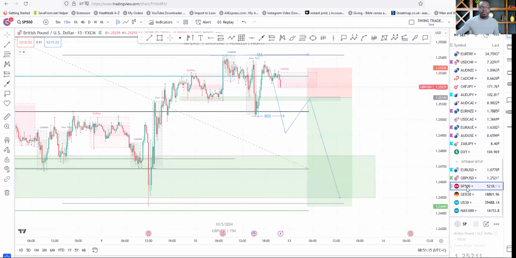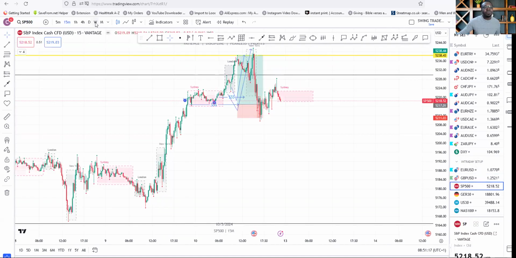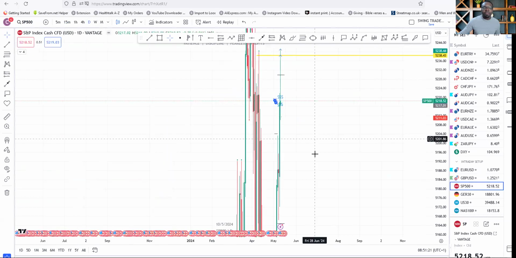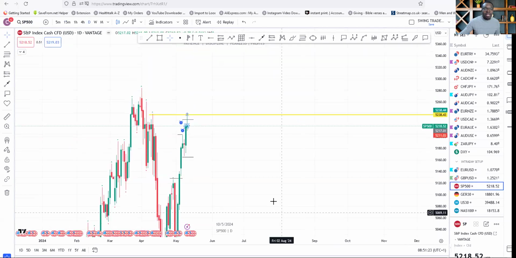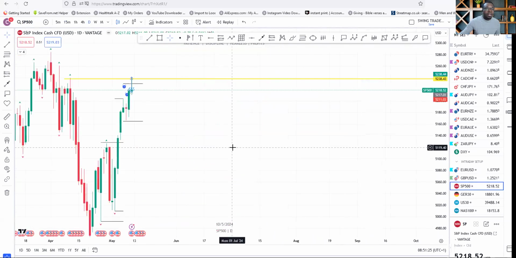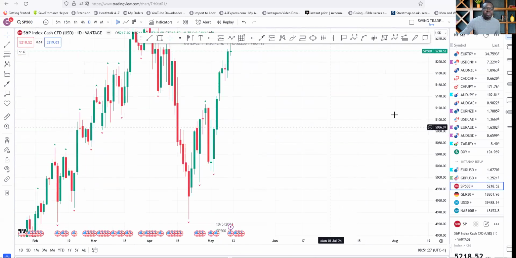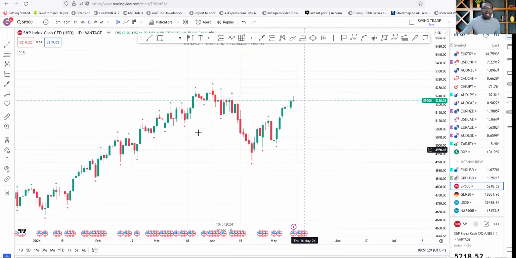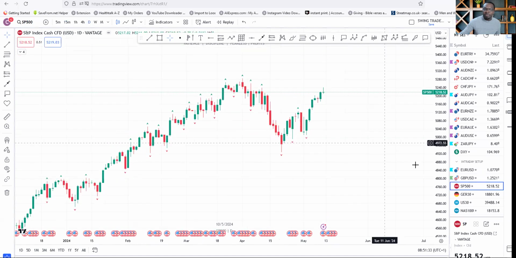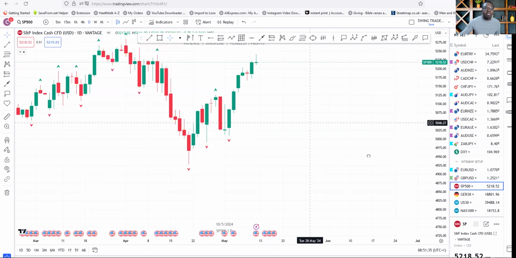Now, SP500. Let's go to SP500. This is one of my recent indices that I'm trading. I love this pair because it respects price action. Let me just remove all the drawings there. Let's show you. Now we can see that on the daily, this market is crazily just pushing up. It's bullish on the daily right now.